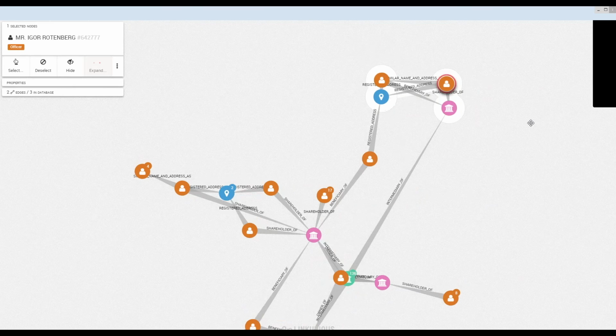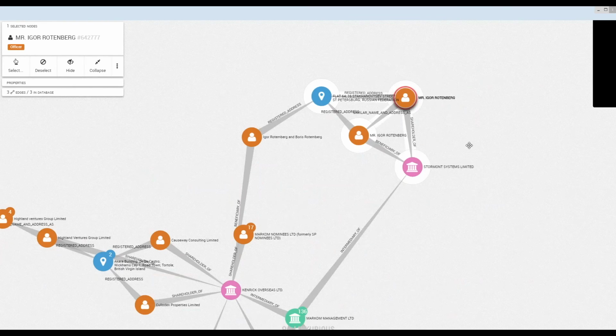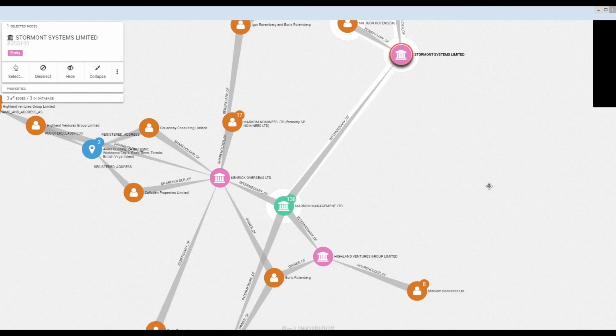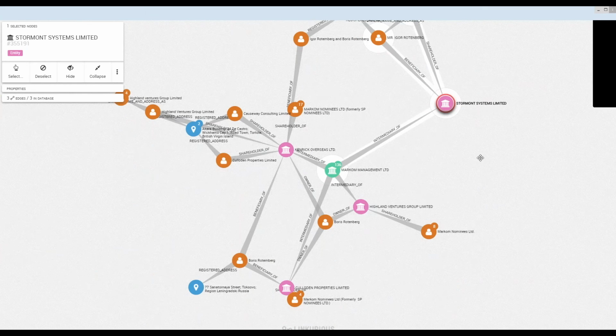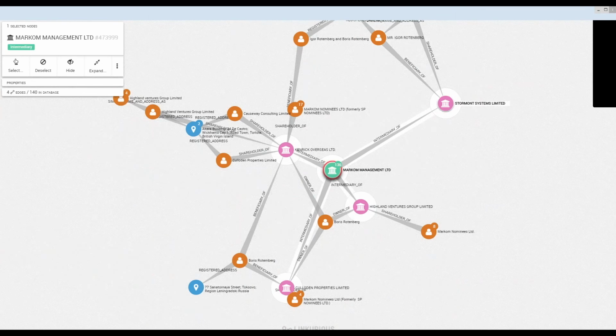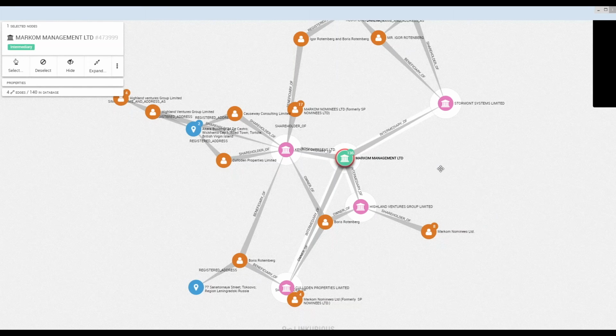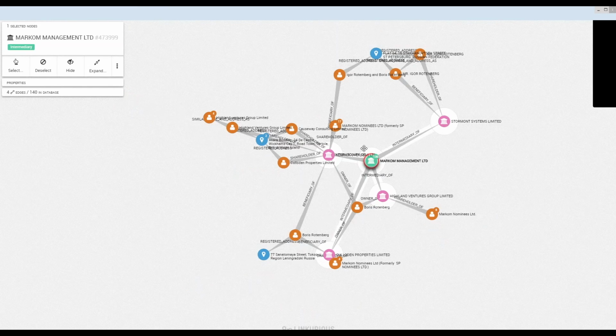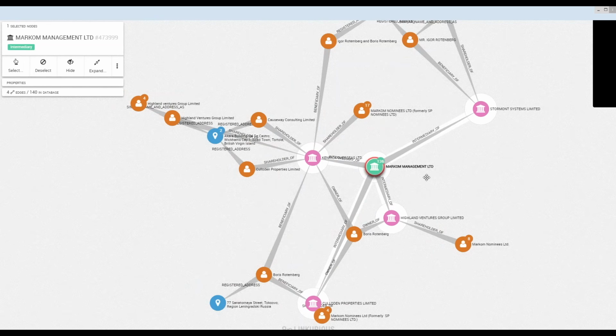We are going to double click, and we can see that Igor is controlling a company called Stormont Systems Limited, and this company has also been set up via Markham Management Limited. So we can deduce from that the Rotenberg Brothers have chosen the same company to do their financial advising. Okay.